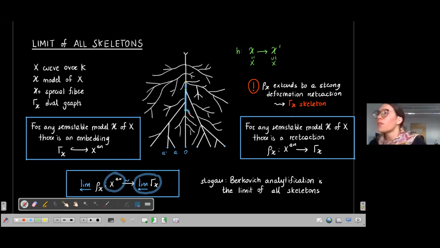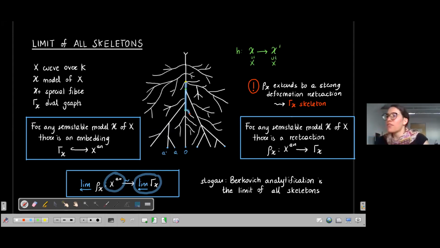Can you give an embedding such that the corresponding tropicalization? Okay, I don't know the answer to Felix's question, so if anyone has an answer, feel free to interact and write in the chat.